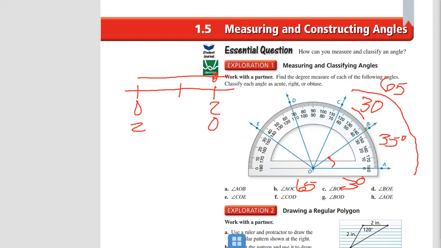BOE, so notice here, if it was BOE, you're going from B, you're at 35. And E is at 145, right? Because it's in between 140 and 150. I just subtract. That would come out to 110. That's what BOE is. 110.